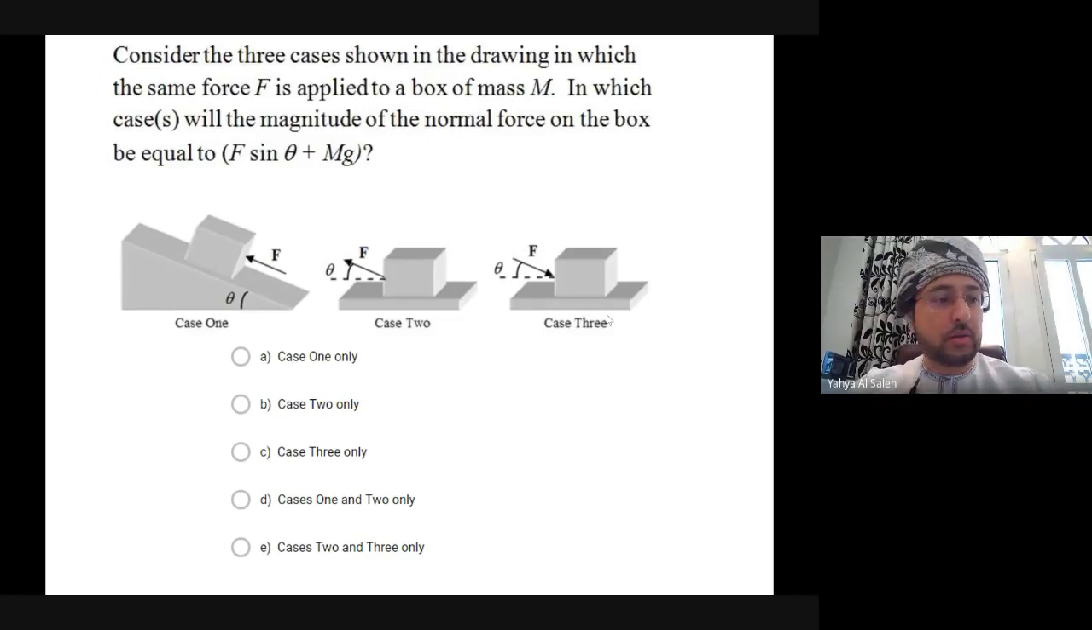So let's consider 3 cases without numbers first, just to get a feel for it. We will consider 3 cases shown in these drawings. The same force F is applied to the same box of mass m. In which case will the magnitude of the normal force on the box be equal to F sine theta plus mg?